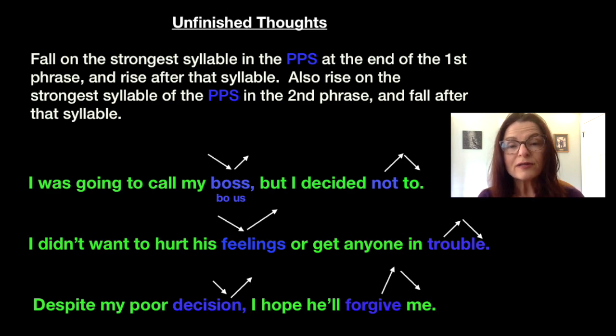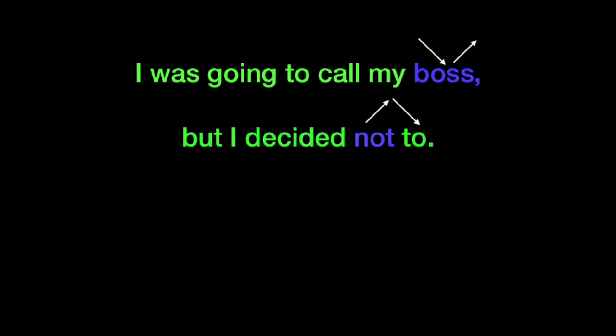The word boss is only one syllable, so I'm going to divide it into "bo-us." I'm going to have a short O, "bo," and a short U, "us." Boss, except we're going to go down, up. I was going to call my boss, but I decided not to. "Not" is the most important word in the second part of the sentence. So I'm going to go up on "not," but I can go down on "to" because there's that extra word there, an extra syllable to go down on. Let's practice. I was going to call my boss, but I decided not to.